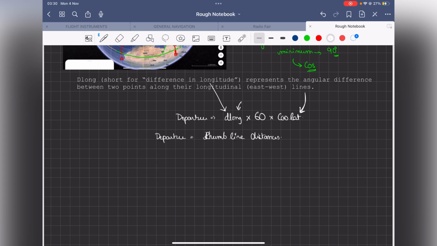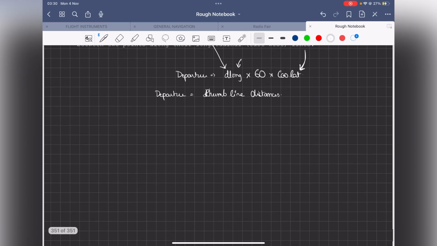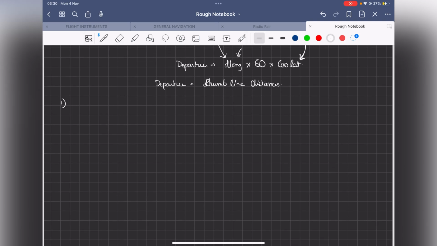Right. So let's understand this with a question. Let's say we have a point X which is 30 degrees 30 minutes north and 040 degrees 20 minutes east, and we have a point Y which is 30 degrees 30 minutes north, 060 degrees 40 minutes east.